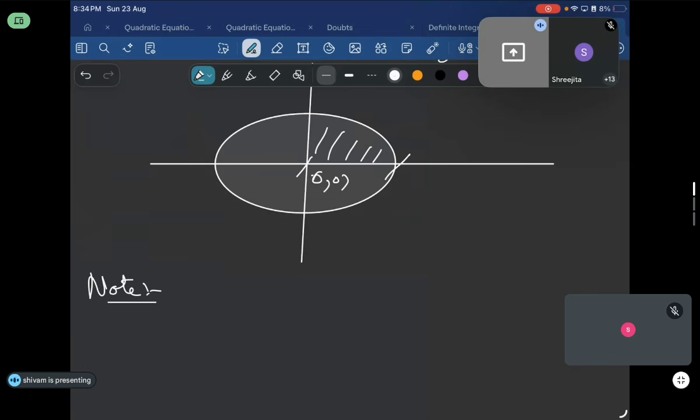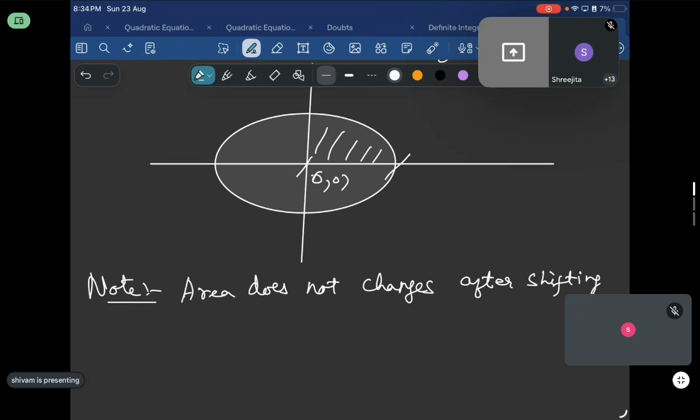If you shift the origin, will the area change? No, sir. Area does not change after shifting the origin or rotation of axis. Based on this, I'll give the questions as homework.